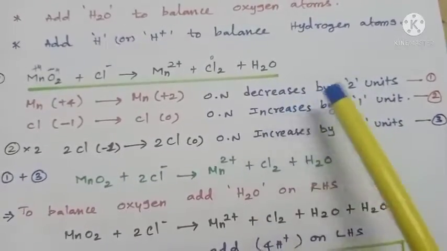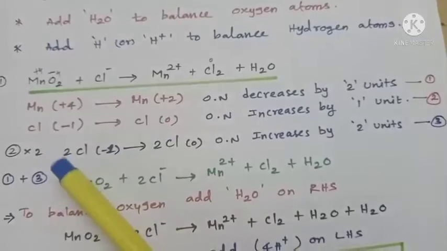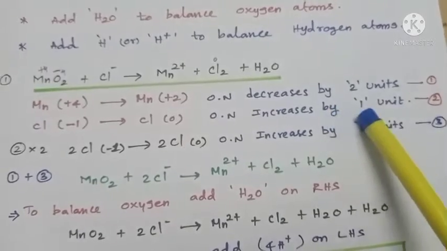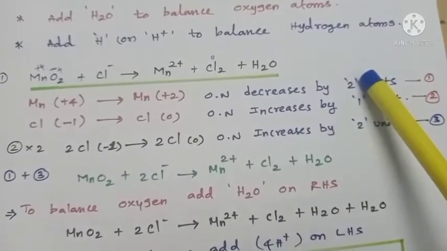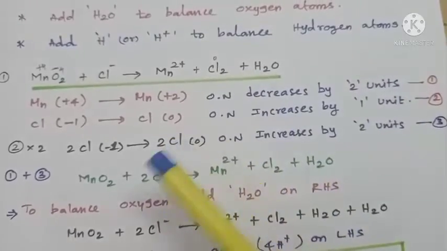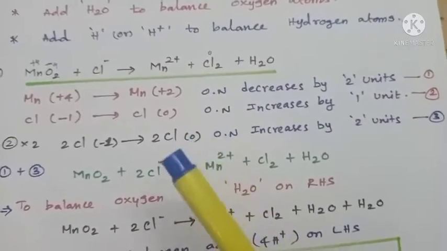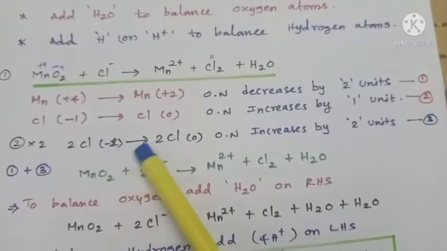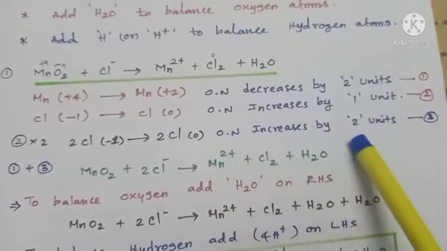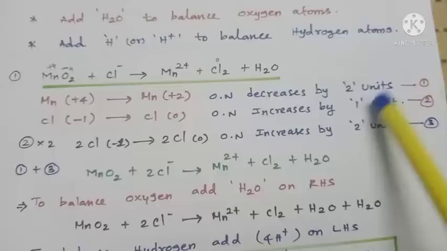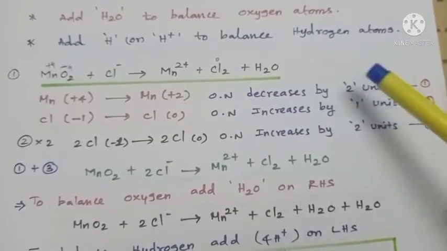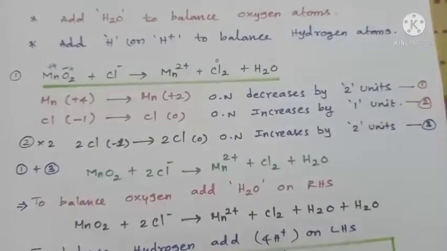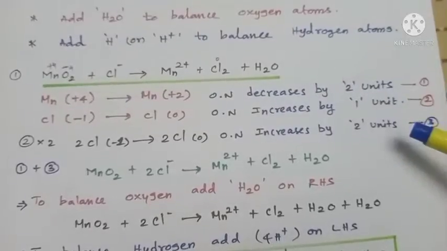Now you have to equalize. For that, equation number 2 is multiplied by 2. When you multiply equation number 2 by 2, the increase in oxidation number also becomes 2 units. Already the decrease in oxidation number is 2 units. So now the decrease and increase of oxidation number are balanced. So 2Cl with -1 state gives 2Cl with 0 state, an oxidation number increase of 2 units. Now compare equations 1 and 3. Decrease of oxidation number is 2 units, increase of oxidation number is also 2 units. Now you can add these equations, that is, equations 1 and 3 can be added.